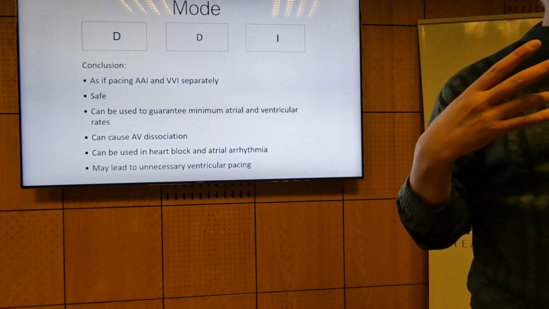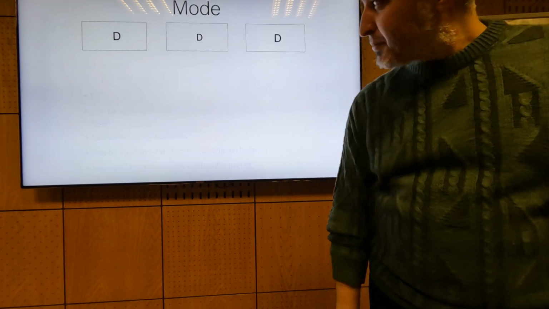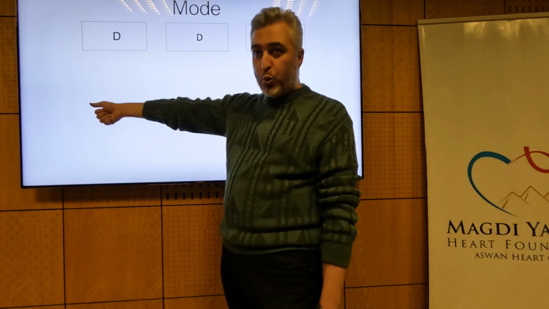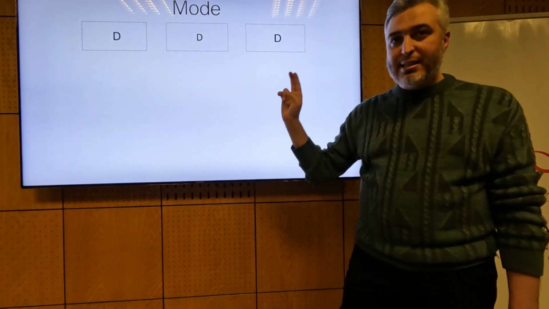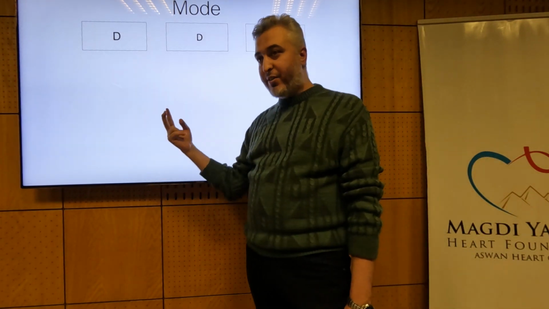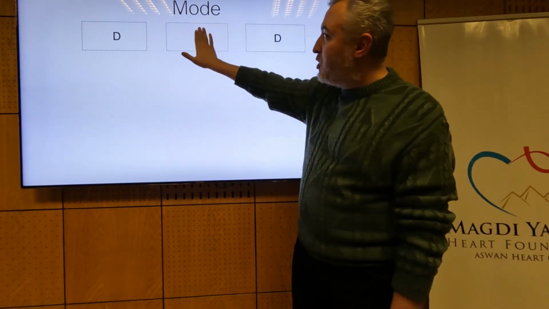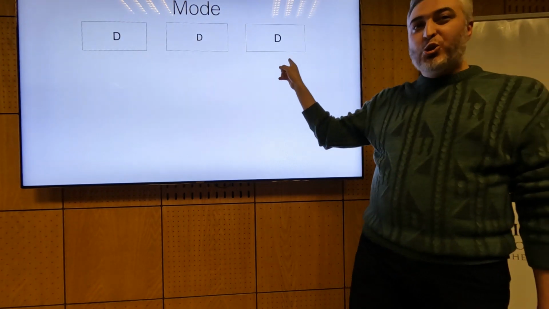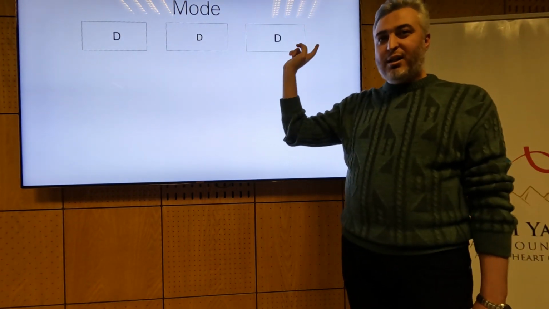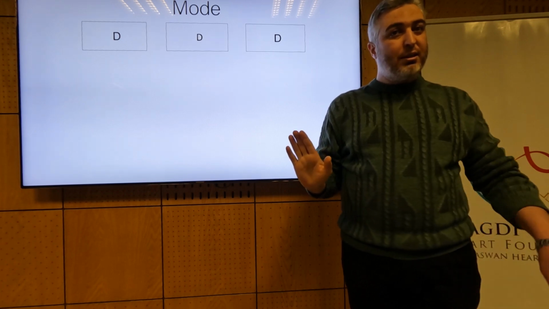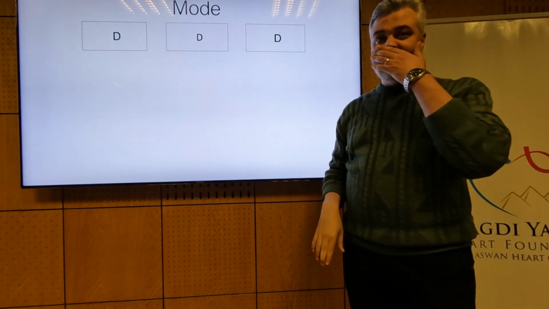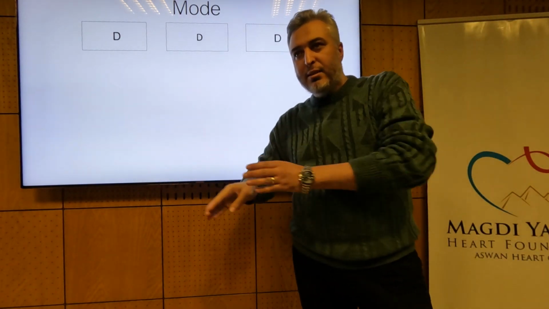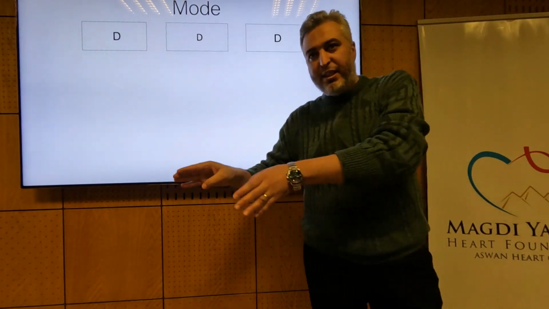So can we even get a more smart mode? Here comes the DDD. We're pacing dual, atrium and ventricle. We're sensing dual, atrium and ventricle. What's the response of dual sensing on dual pacing? Dual, either inhibitory or trigger. So what's inhibitory doing? Atrial sensing inhibits atrial pacing. Ventricular sensing inhibits ventricular pacing.